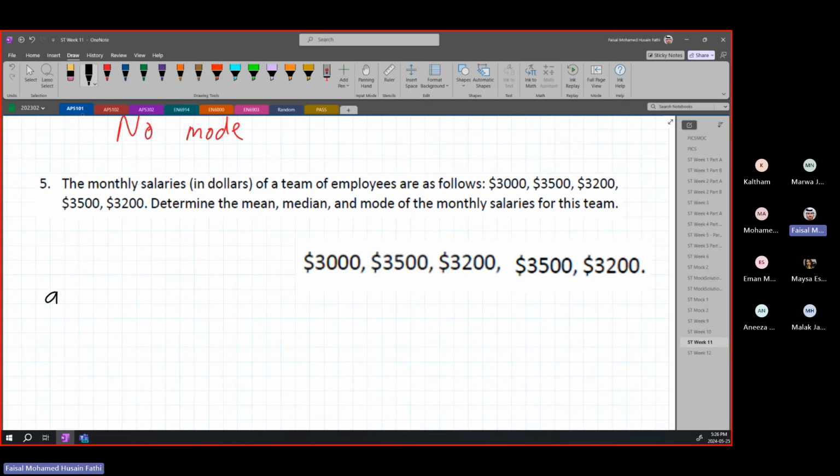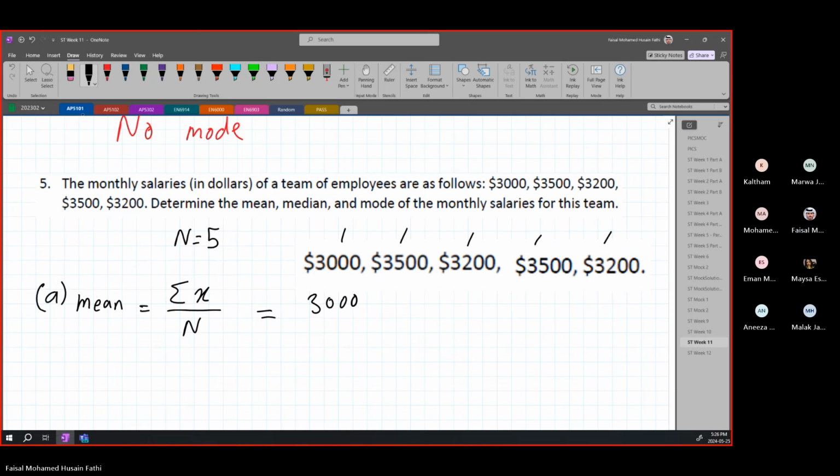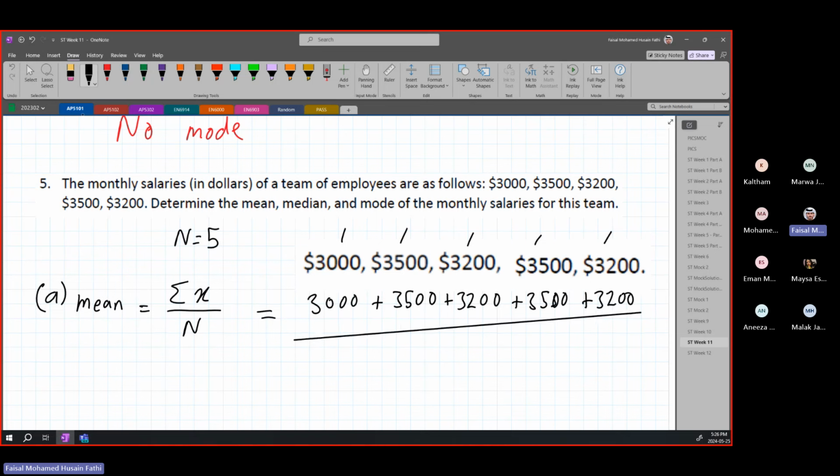So first thing, mean, very simple. The equation of it is sigma of x over n. So our n value, we need to determine it. We have 1, 2, 3, 4, 5 total values. So this is our n. And our x values, we're going to have to add up everything that is presented in front of us. So it's 3,000 plus 3,500 plus 3,200 plus 3,500 plus 3,200 divided by n, which is 5, that we have found earlier.